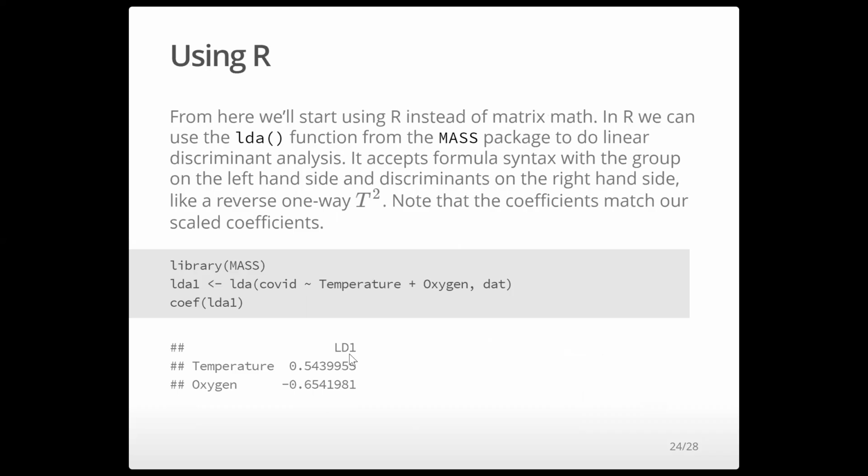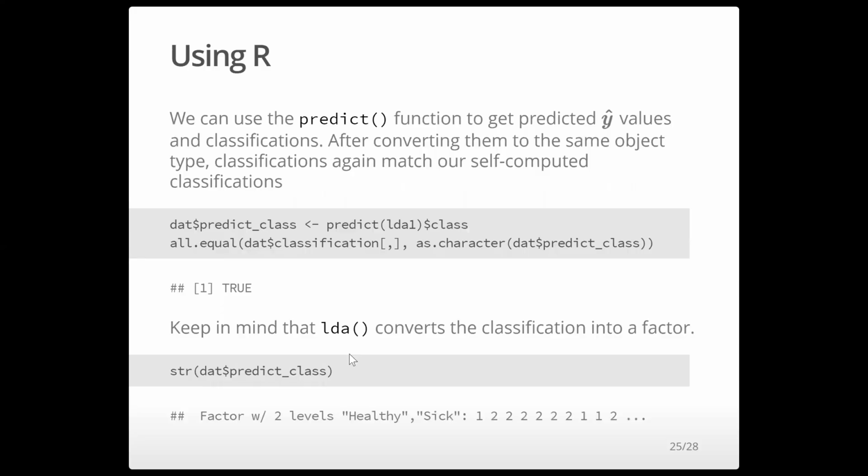And so now let's go ahead and start using R to simplify our lives instead of doing everything by hand. From here, we're going to use the LDA function from the MASS package. It accepts formula syntax with the group on the left-hand side and the discriminants on the right-hand side. It's sort of like a reverse t-squared. And note that the coefficients match our scaled coefficients. We can use the predict function to get the predicted y hat values and classifications. This is going to give us both classifications and probabilities. We'll talk more about the probabilities later.